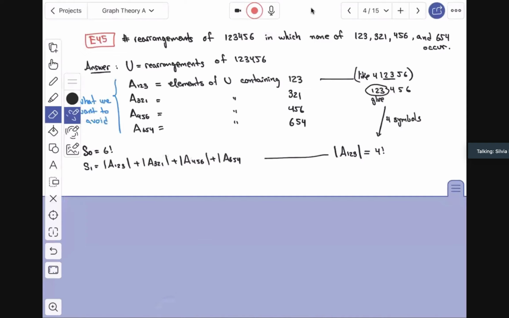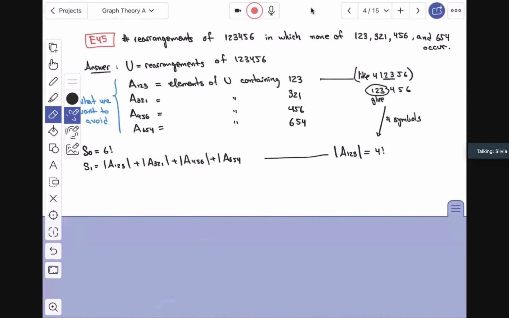The 1, 2, 3 glued together, 4, 5, and 6. And the same for the others, right? So instead of writing each one, it's just going to be the same. For 3 to 1, I just glue different elements, glue those, and then I have 4, 5, and 6 here, and so on, right? So this one is just going to be 4 times 4 factorial. All of them behave the same way.